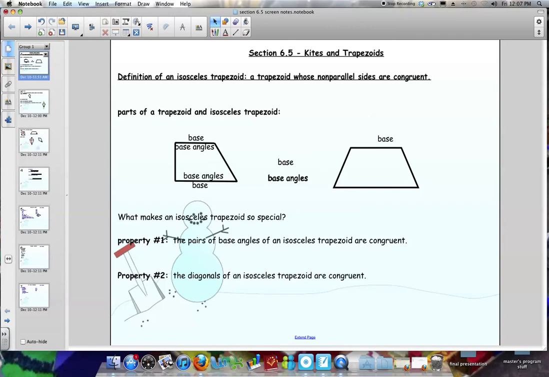Same thing in an isosceles trapezoid. Your parallel sides are called your bases, and then you have a pair of base angles up at the top and a pair of base angles down at the bottom.